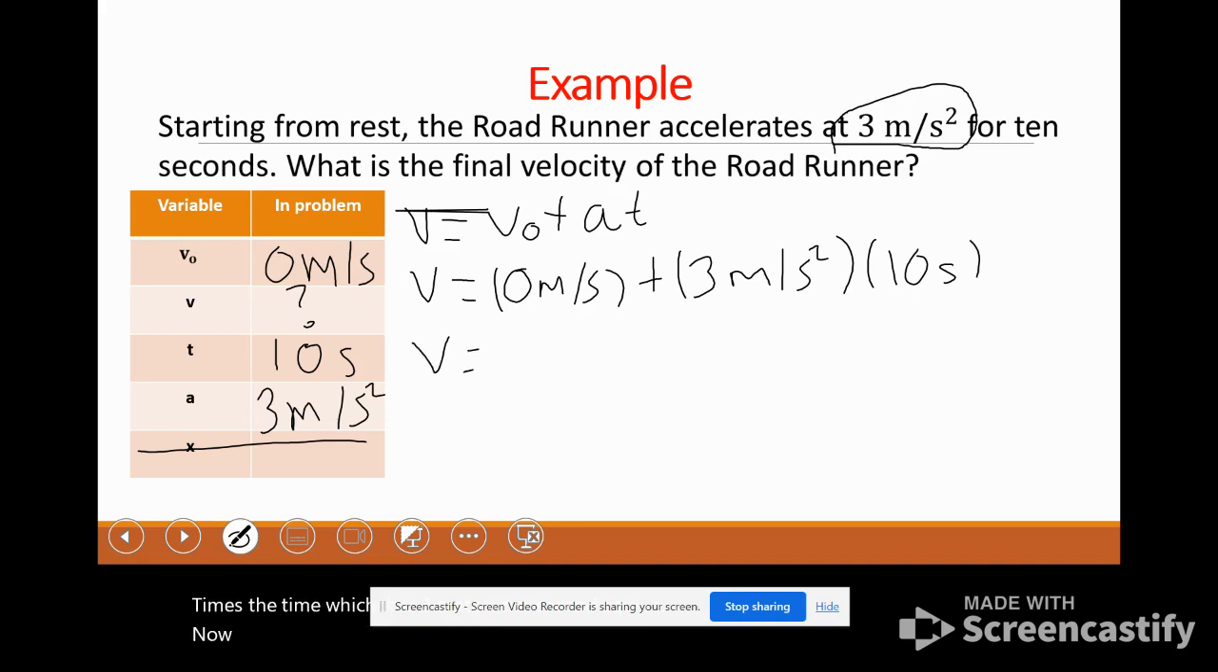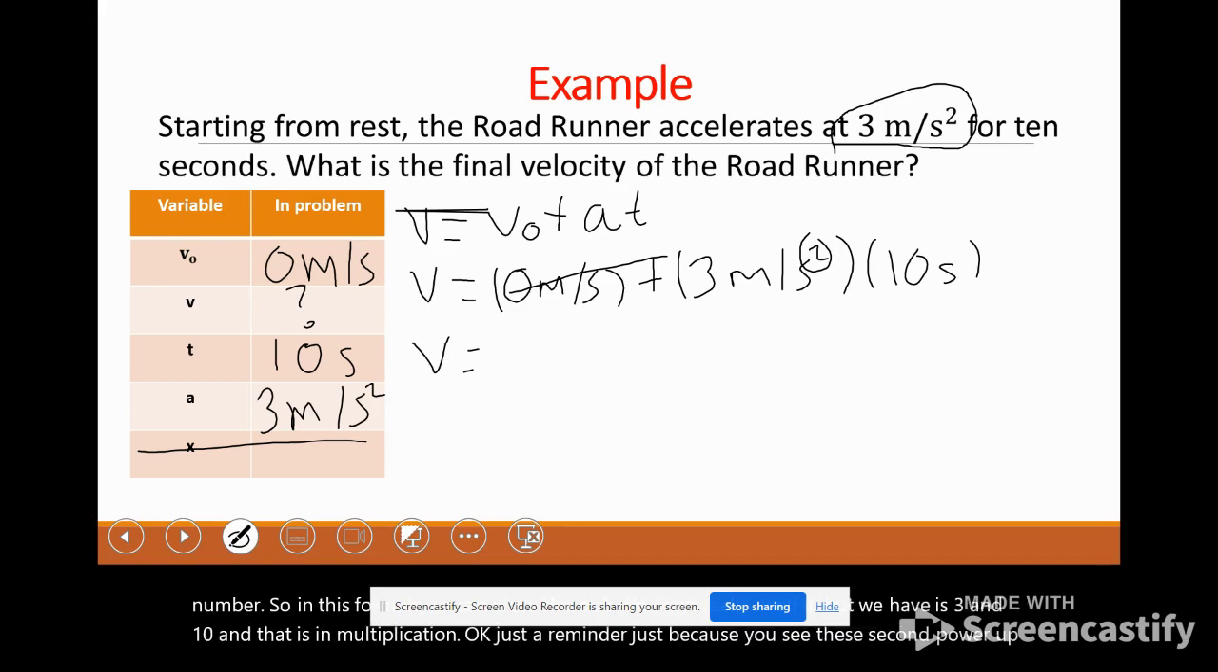Now, 0 is not going to do anything. If you add 0 plus any other number, it will give you that same number. So in this formula, we can cross this out. We don't really need it. What we have is 3 and 10, and that is multiplication. Just a reminder, just because you see the second power up here doesn't mean that you have to raise the 3 to the second power. The second power is just part of the unit, and that's how we know that is acceleration again. Meters per second square. So, multiply 3 times 10. That is 30.